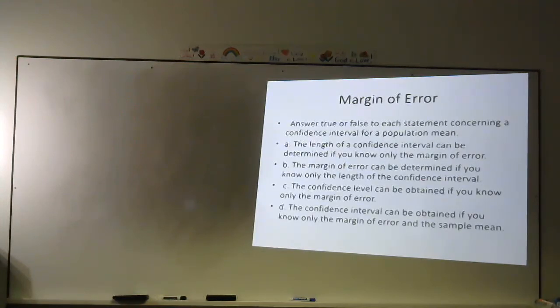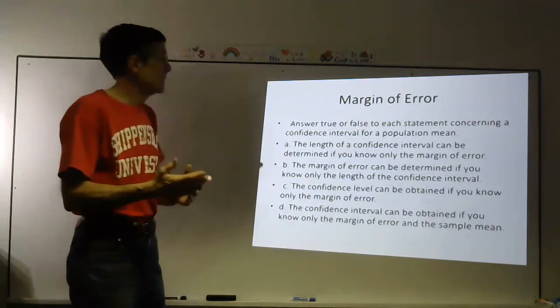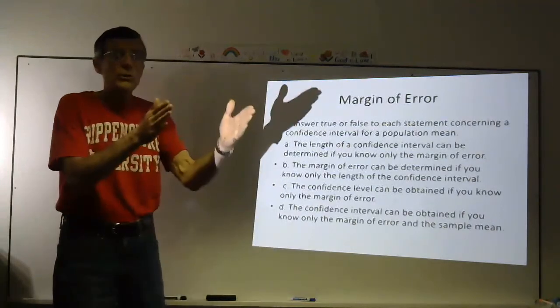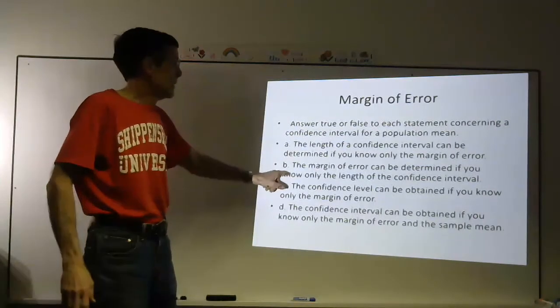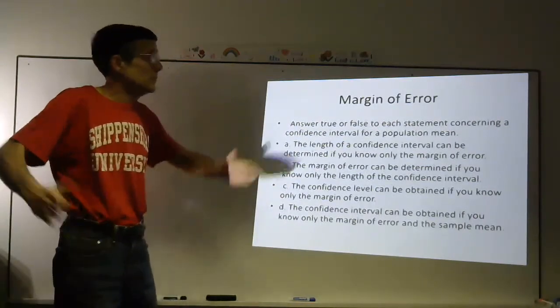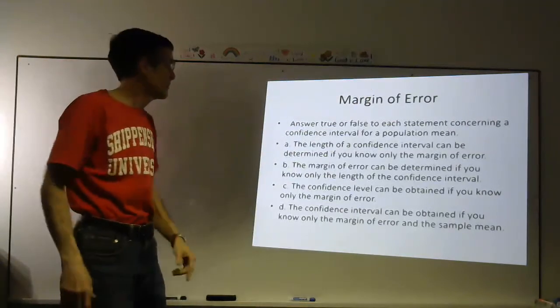Okay, answer true or false to each statement. Length of a confidence interval can be found if you know only the margin of error. Sure. What you add and subtract, you just double that. That would be the total length. Margin of error can be determined if you know the length. Sure. Cut it in half. It's what you add and subtract.